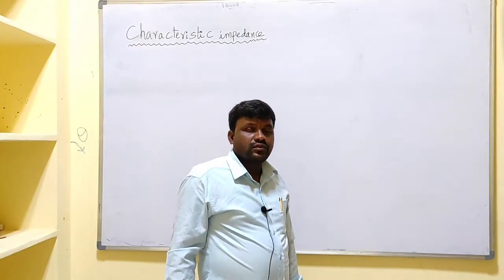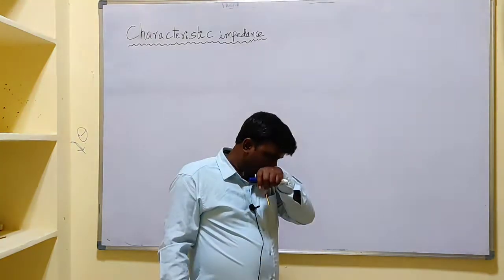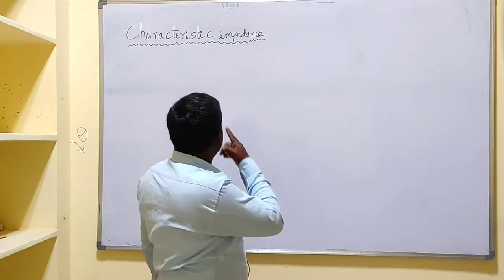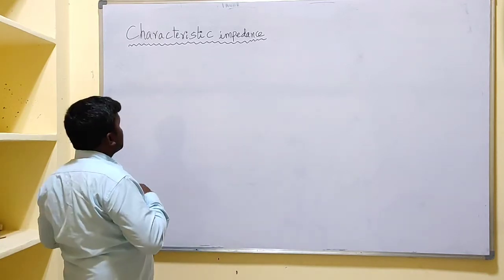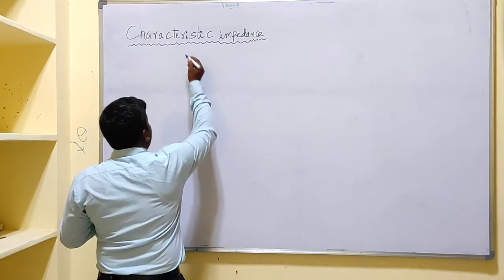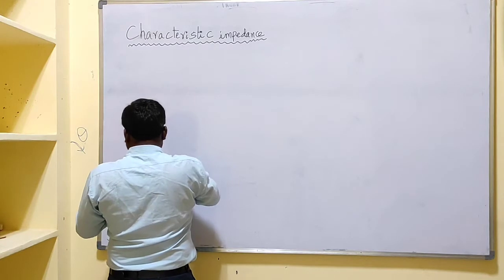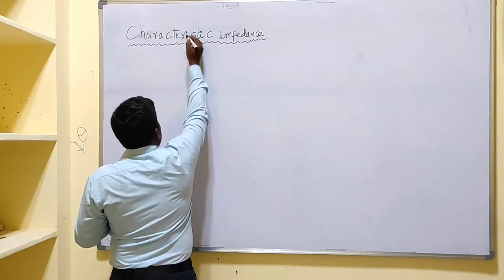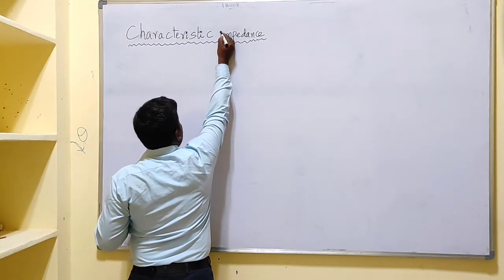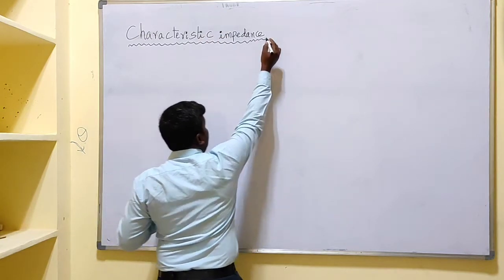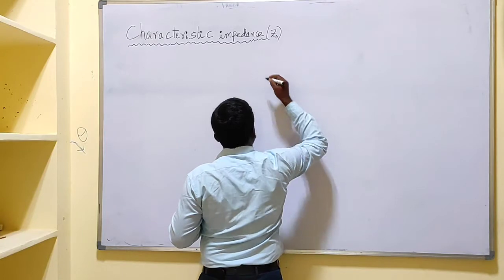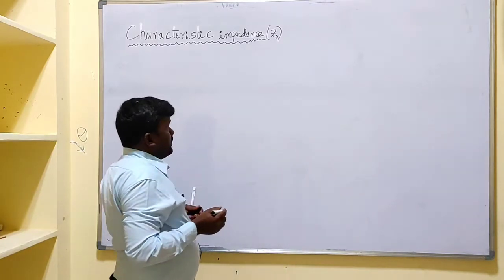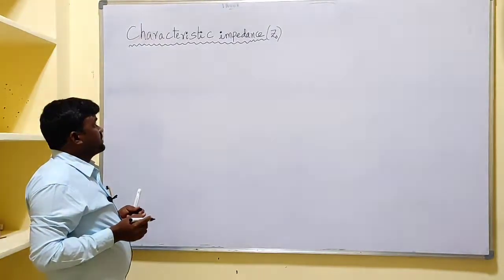In last class, we derived transmission line equations. In today's class, we will discuss characteristic impedance, represented by Z0. It is a secondary constant of the transmission line.